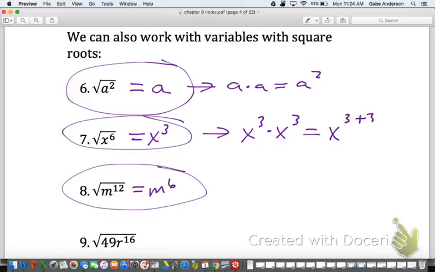You guys notice a trend here? What is happening to the exponents on the expression every time we square root? They're being cut in half. That's a nice trend we'll talk about a little bit later.